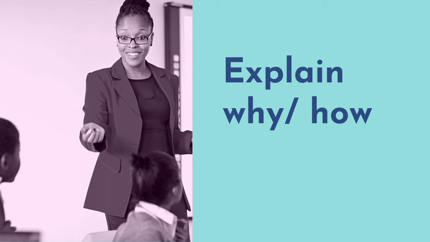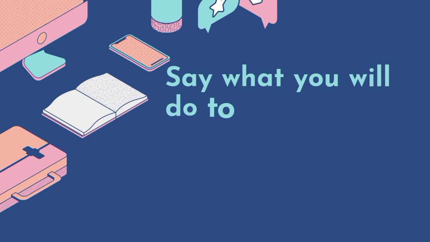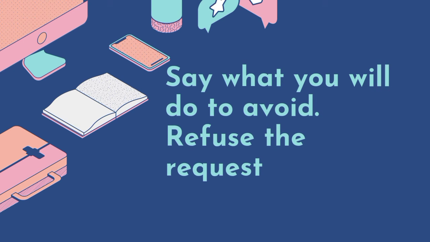And the fourth thing is explain how and why the problem happened. In other words, there were reasons that led to the problem. You need to explain to them. All right? How did it happen? Why was there a problem? Your client or customer needs a proper explanation. Okay? And the fifth thing to do is say what you will do to avoid a reoccurrence of the problem. Say exactly what you will do.